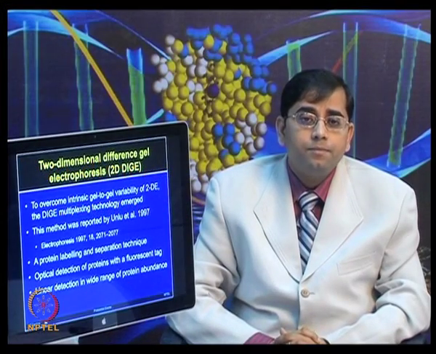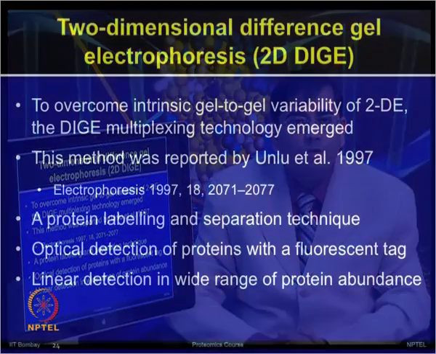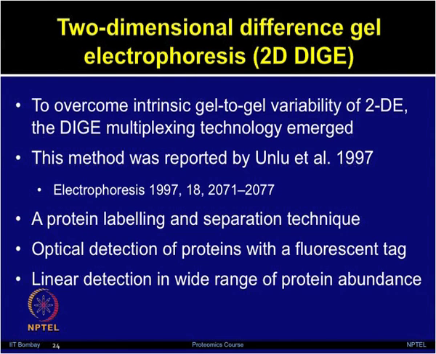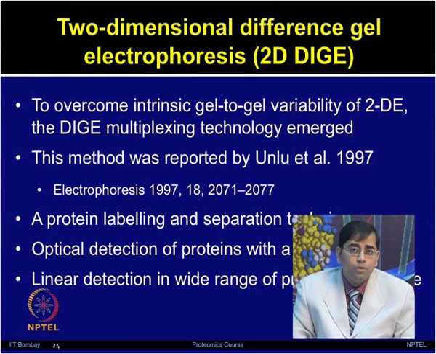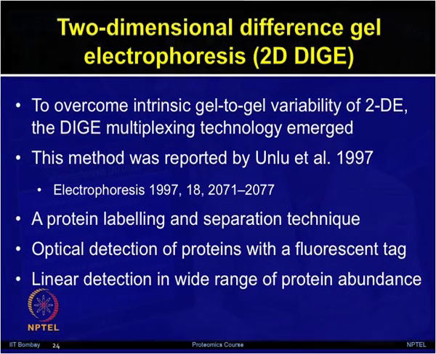The 2D DIGE method was basically aimed to overcome the gel to gel variability, which was observed in two-dimensional electrophoresis, and it allowed the multiplexing of samples. This method was first reported by Unlu et al. in 1997, and it finally became very user friendly, and now thousands of laboratories worldwide are using this technology to overcome the gel to gel variations encountered by traditional or conventional two-dimensional electrophoresis.